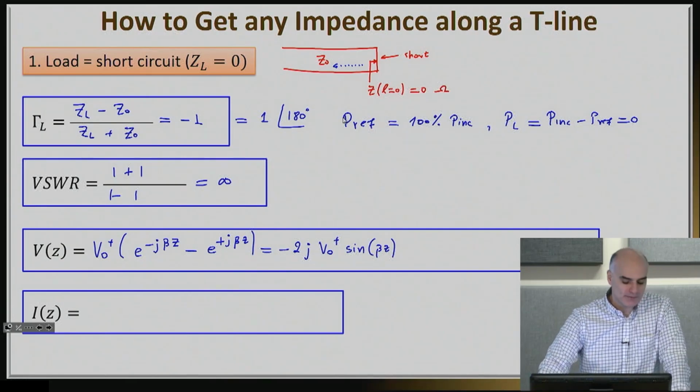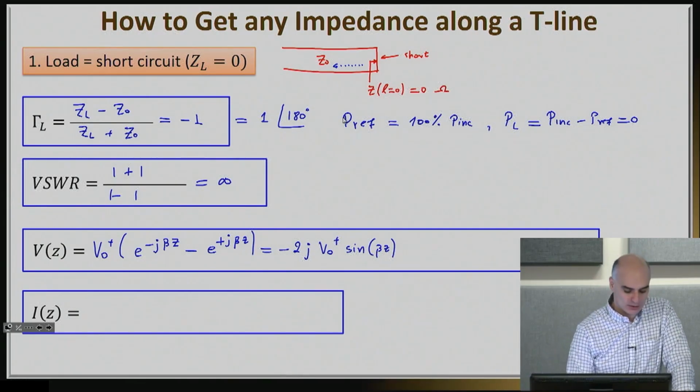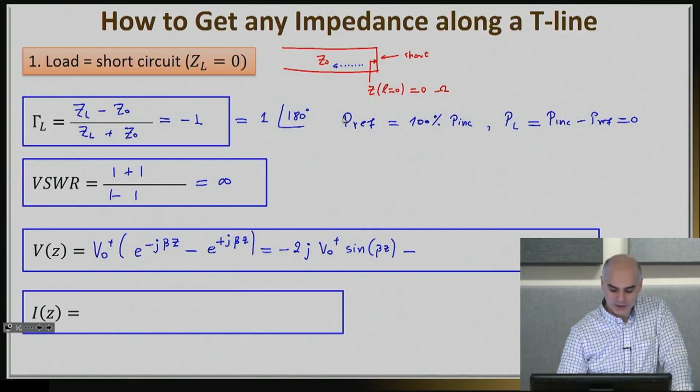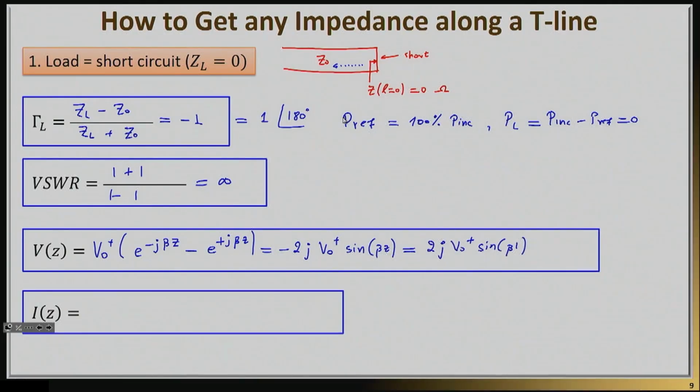So we have this interesting voltage equation, and similarly you can get the current equation simply by dividing. Oh, by the way, let me write this as a function of L. So this will be equal to 2jV0+ sine beta L. I basically replace z with -L. And so I can now find my current, by taking my voltage and simply dividing by the impedance.